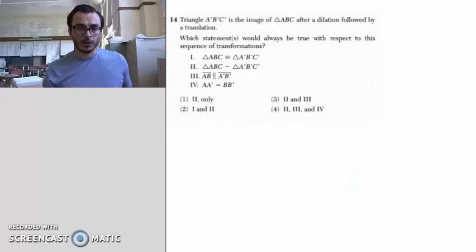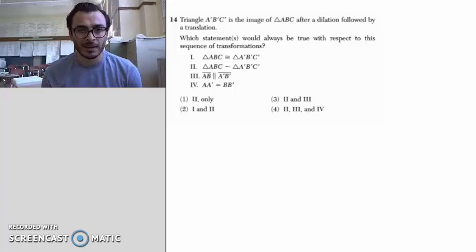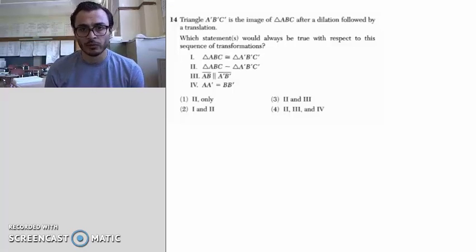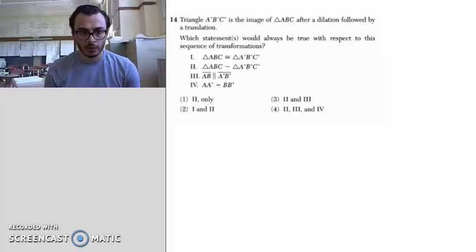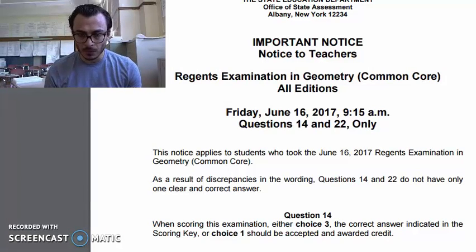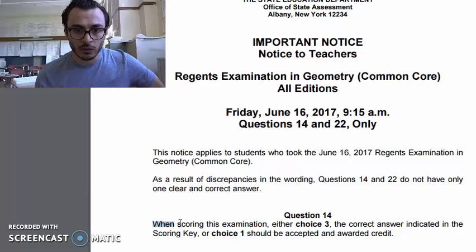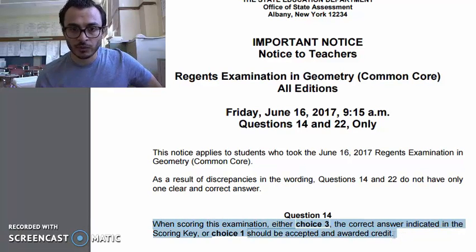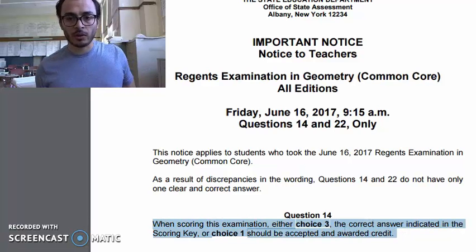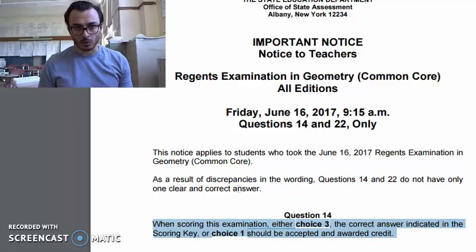Okay, number 14. So here's the deal. They actually botched this question, and I'm not going to get into how to solve this right now. What I'll do is let me just show you the notice they gave the teachers. And you can also see they botched question 22 as well, and I'll show you the notice for 22 when we get there. But for now, this applies to question 14, and they basically said when scoring this examination, either choice 3, the correct answer indicated on the scoring key, or choice 1 should be accepted and awarded credit.